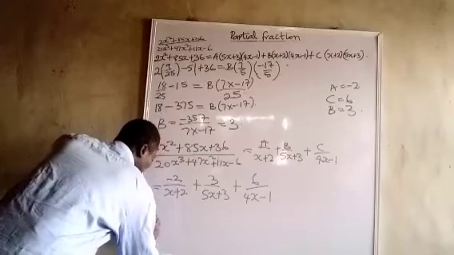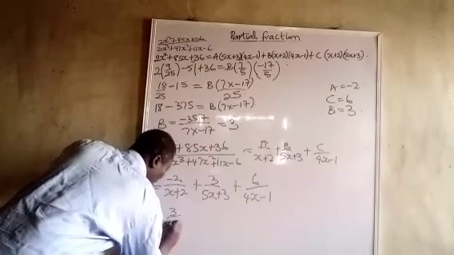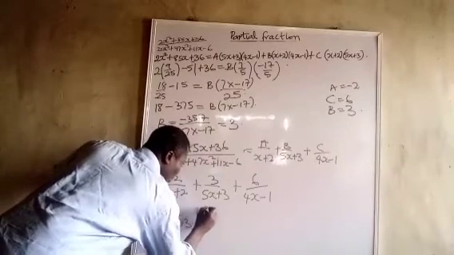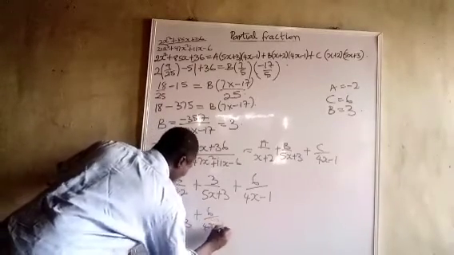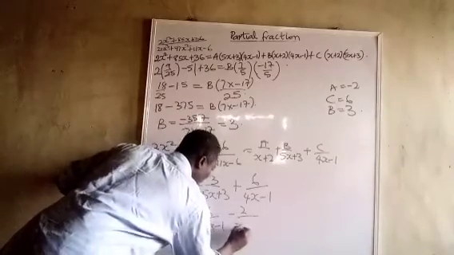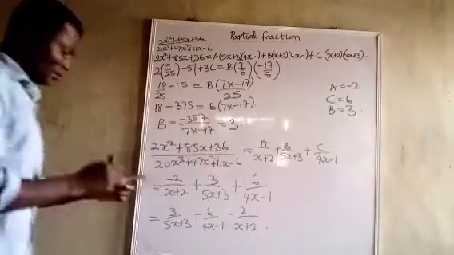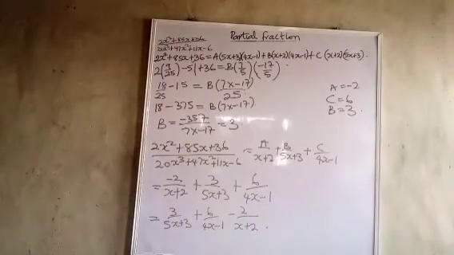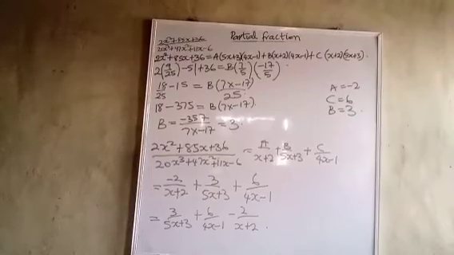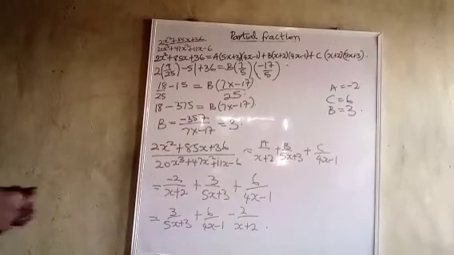And we can also write it again like this. 3 over 5x plus 3 plus 6 over 4x minus 1 minus 2 over x plus 2. So that is what we do. So when we have the denominator not already expressed in factors, we have to first of all find out the factors.